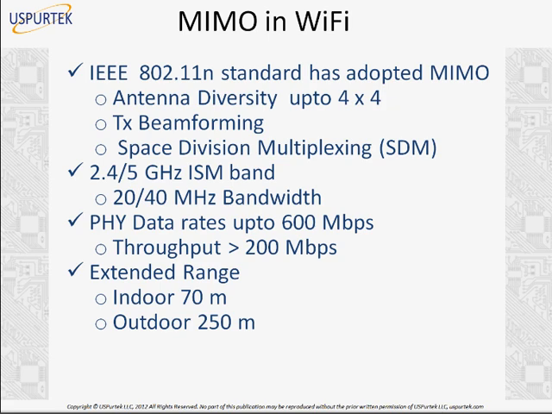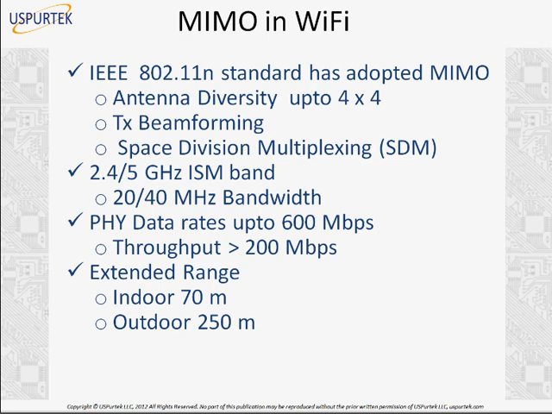Well, let's look at a little more how this MIMO system is used by Wi-Fi. This is the 802.11n standard, which has adopted MIMO. It allows diversity up to 4x4. There is transmit beam forming possible. You have space division multiplexing, and you have 2 bands, as some of you might already know, 2.4 and 5 gigahertz ISM band, and the bandwidth is 20 to 40 megahertz.